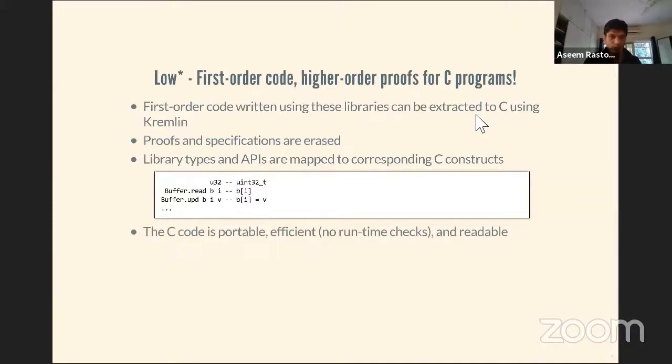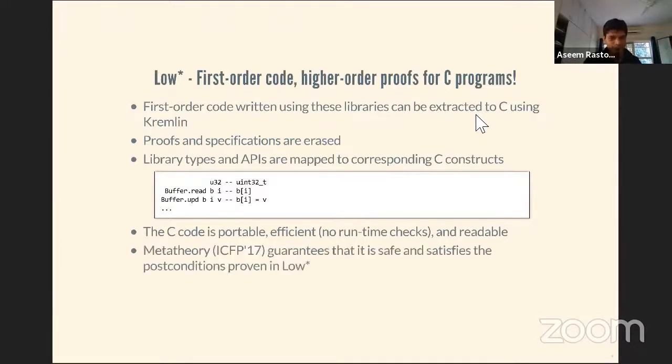By efficient, I mean that there are no runtime checks. Since we did all the proofs statically, our compiler does not introduce any additional runtime checks. And we have a metatheory that guarantees that the C code is safe and satisfies the postconditions that are proven in Low*. So we have an ICFP paper on this where we introduced Low* and the verification methodology, and there we proved the theorem that the output C code is safe. It's listed on fstar-lang.org, so you should feel free to check it out.